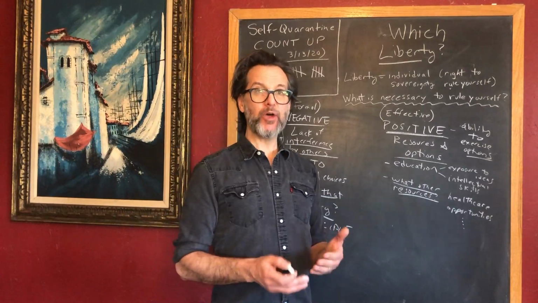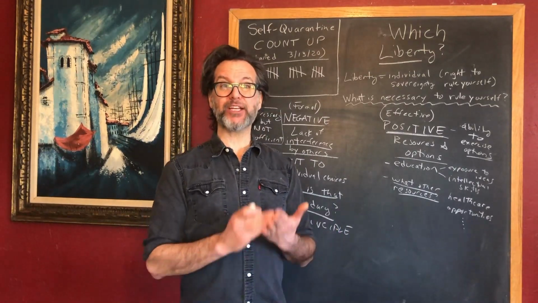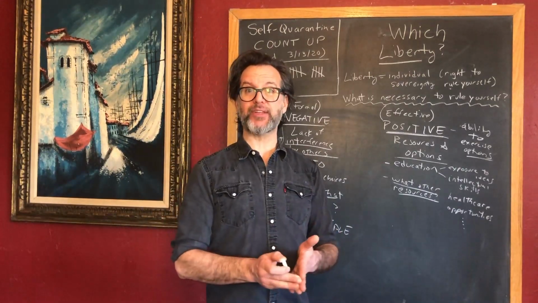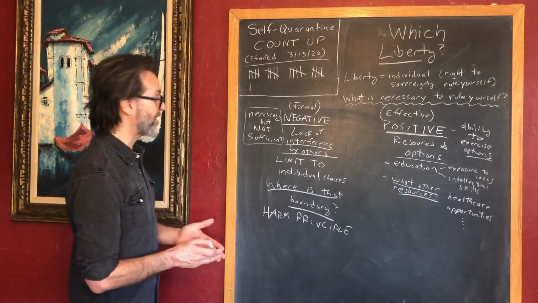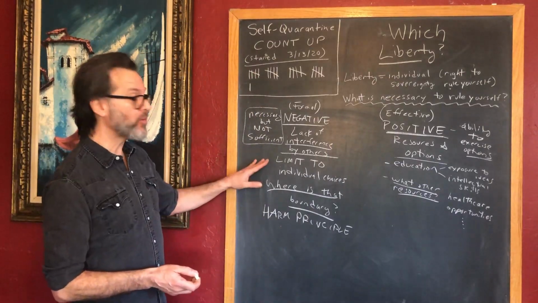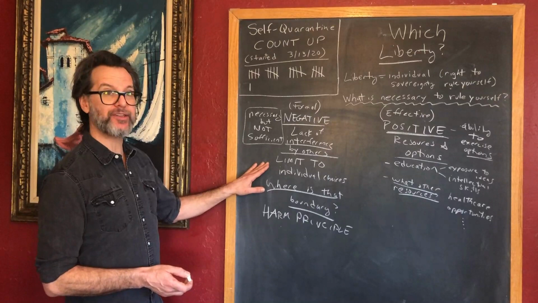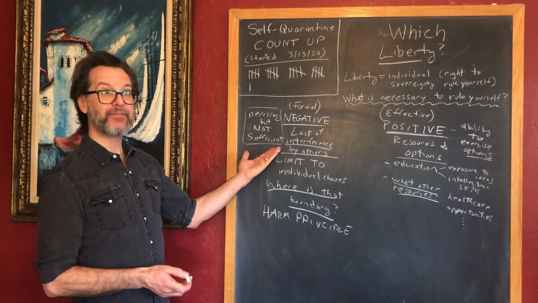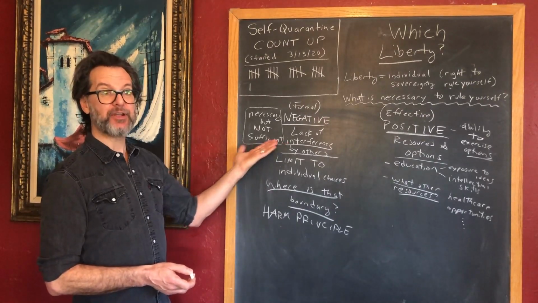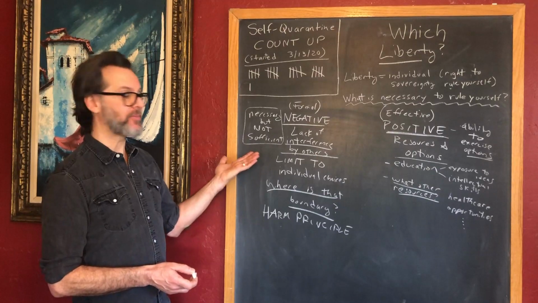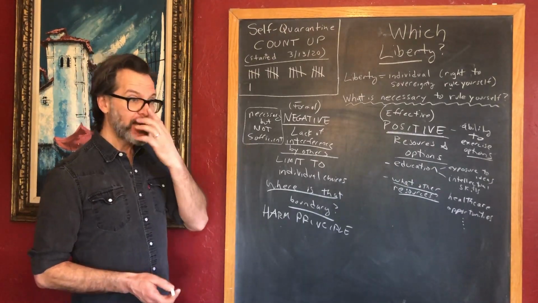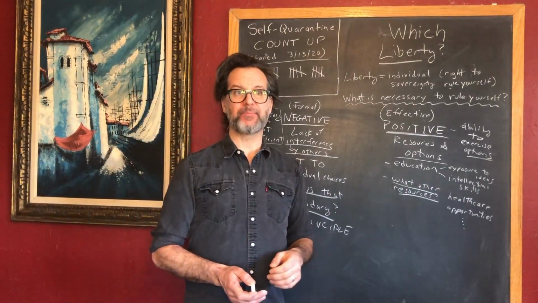So there will be rules that restrict our behavior, that restrict our choices, and those rules are absolutely necessary, right? If we don't have rules that limit other people's choices, then we don't really have a lack of interference, and we don't really have a meaningful form of liberty in our society. So where is that boundary?